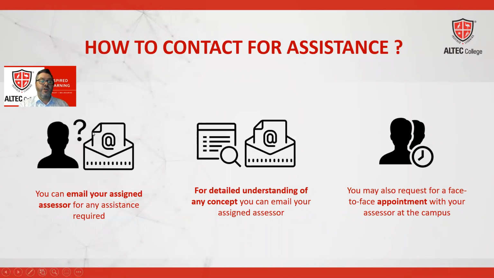Sometimes you might need assistance. So the main way that you would contact your trainer and assessor for any assistance would be via your email. If you need more detailed understanding beyond what you see on the platform, on Zoom or through chat, you can email again your trainer and assessor for any detailed understanding of any concepts that you might have, and they will respond to you. But if you're still finding it a little bit difficult to understand some of these concepts, you can request an appointment with your trainer and assessor, and that can be set up for you at the campus.